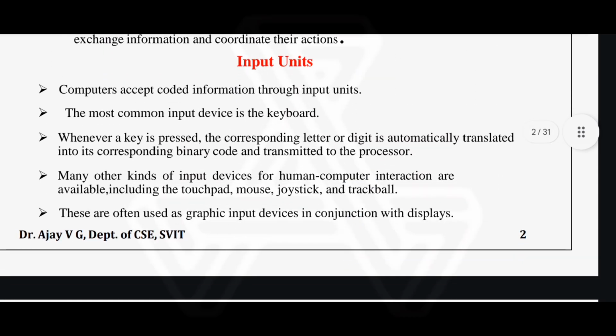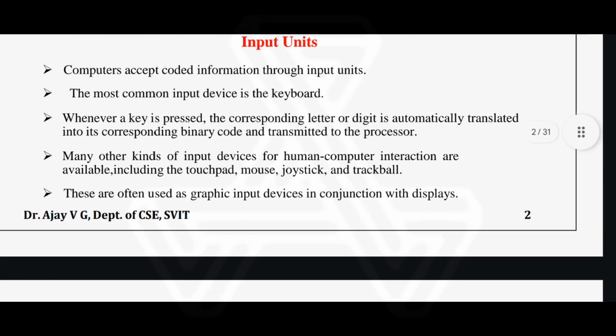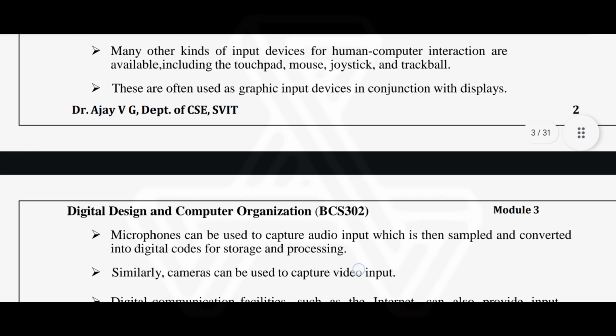Input units. A computer accepts coded information through input units. The most common input device is the keyboard. Whenever a key is pressed, the corresponding letter or digit is automatically translated into its corresponding binary code and transmitted to the processor. Many other kinds of input devices for human-computer interaction are available, including the touchpad, mouse, joystick, and trackball. These are often used as graphic input devices in conjunction with displays.